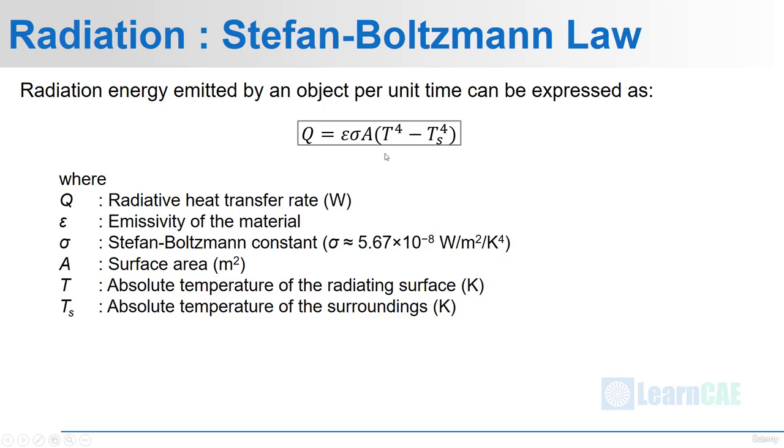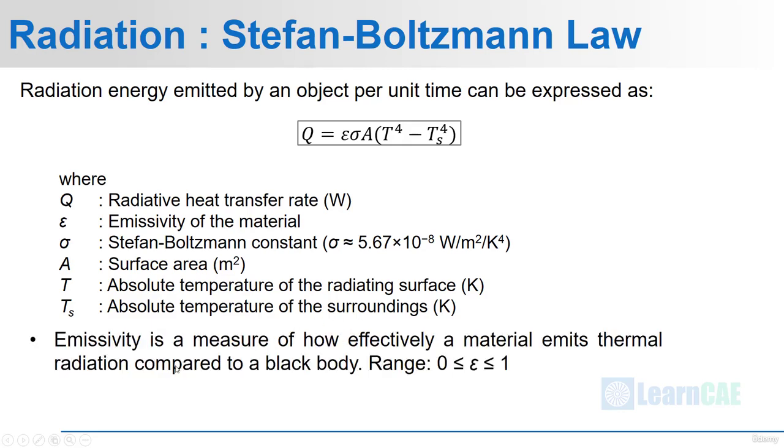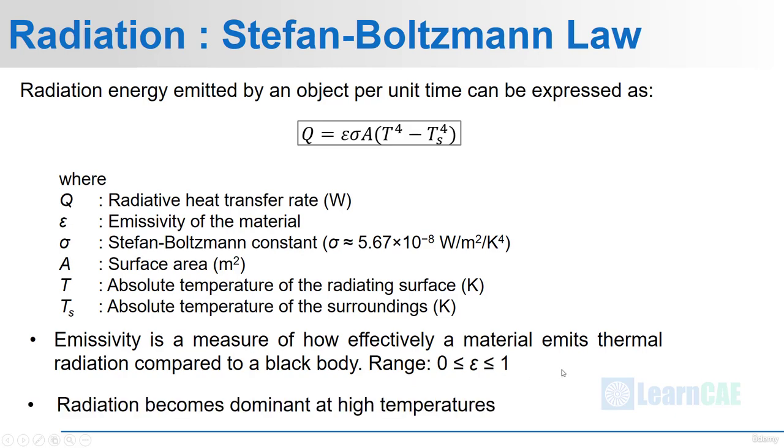A is the surface area and T is the absolute temperature of the radiating surface and Ts is the absolute temperature of the surroundings. Here, emissivity epsilon is a measure of how effectively a material emits thermal radiation compared to a black body, and the range is 0 to 1. And radiation becomes dominant at high temperatures because the temperature is raised to power 4.